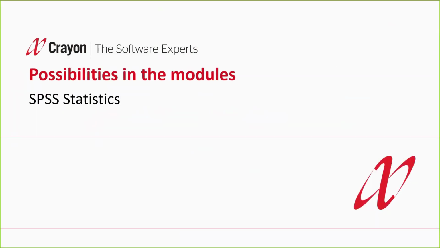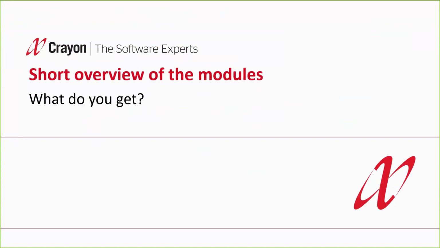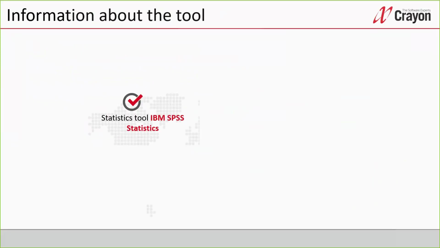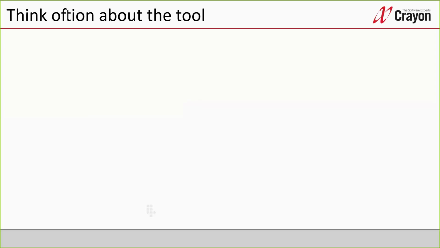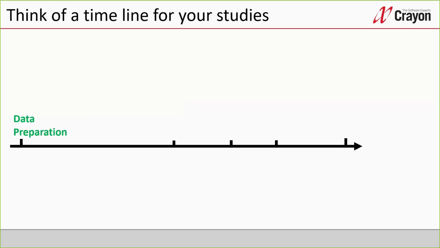So now, let's go over to the possibilities in the modules, and I will do it very short. So in the CSC solution, one of the tools is SPSS Statistics, and the software has a lot of modules. Maybe you don't need all of them. It depends on what you are doing in your studies, and that's something that we can help you out to find. I have colored all the modules in different colors.